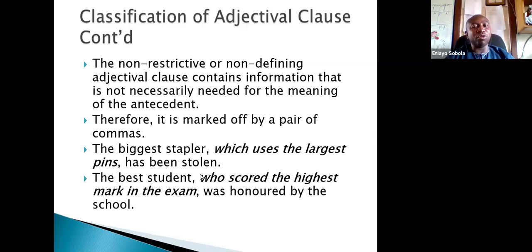So how do we know someone is a best student? The person becomes the best student because he scored the highest mark in the exam. In all the exams, he has the highest score. So "who scored the highest mark in the exam" is not necessarily needed because it adds nothing to the sentence.